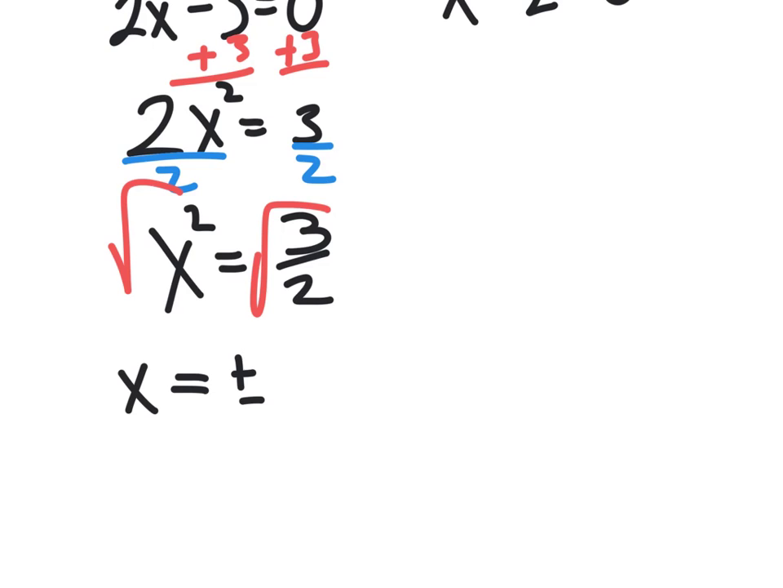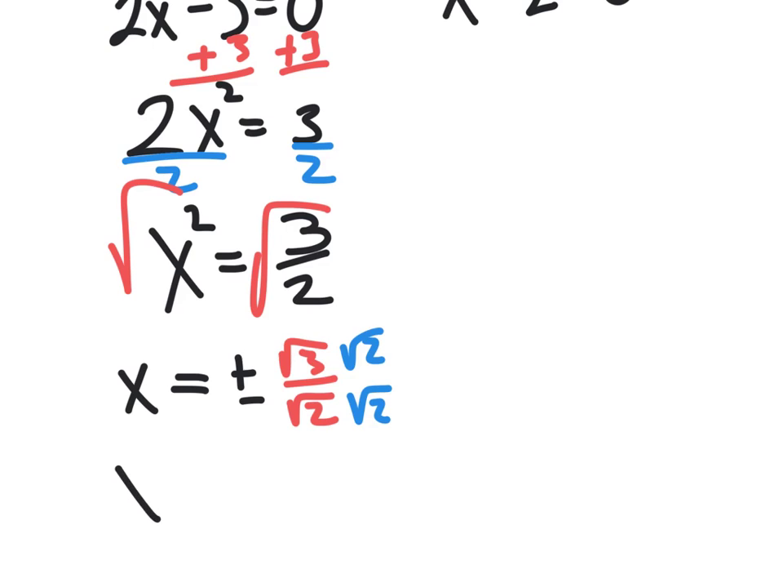Now, we need to remember how to simplify this. You're going to have to split the root to the top and to the bottom, okay? So you really have x equals plus or minus the square root of 3 over the square root of 2. Now the problem is you cannot leave radicals in the denominator. We don't want the square root of 2 in the denominator. So we're actually going to have to get rid of that square root of 2 in the denominator by multiplying both top and bottom by the square root of 2.